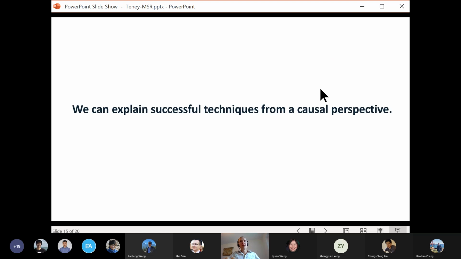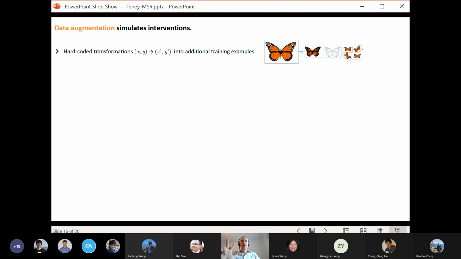And now we'll show that we can better understand and explain some successful techniques from a causal perspective. There are methods that basically use this kind of additional training signal and that improve generalization. So we go through 3 existing methods, and the first one is simply data augmentation. As you all know, this is about generating additional training examples with hard-coded transformations that preserve the label.